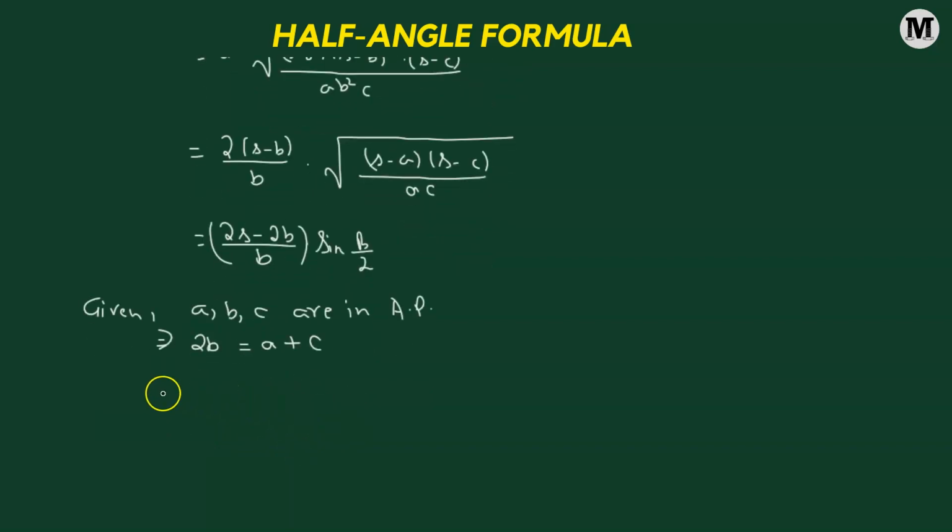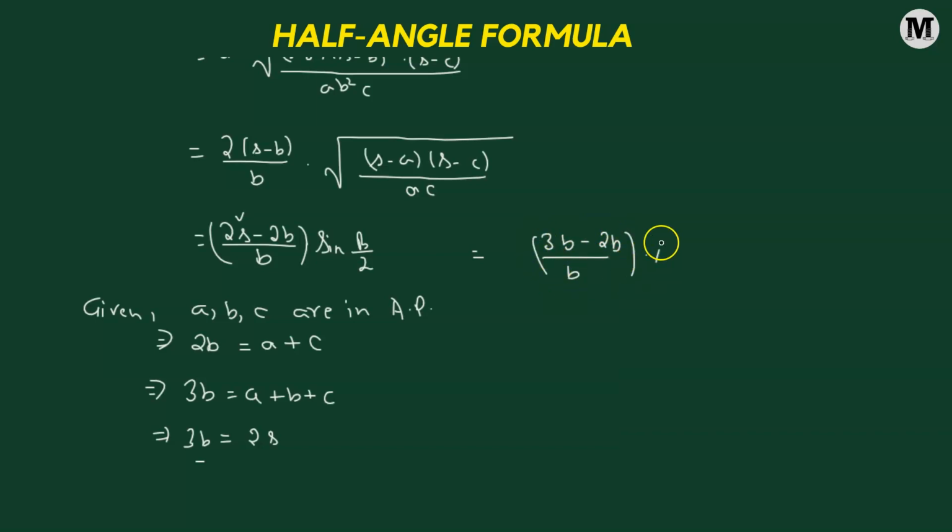Now, what will we do? We will add B to both sides such that we get 3B equals A plus B plus C. That means we have 3B equals, now what is A plus B plus C? That's the perimeter of a triangle. The perimeter of a triangle equals 2 times the semi-perimeter. Next, we'll substitute this 2S with 3B. So that means we now have (3B minus 2B) divided by B.